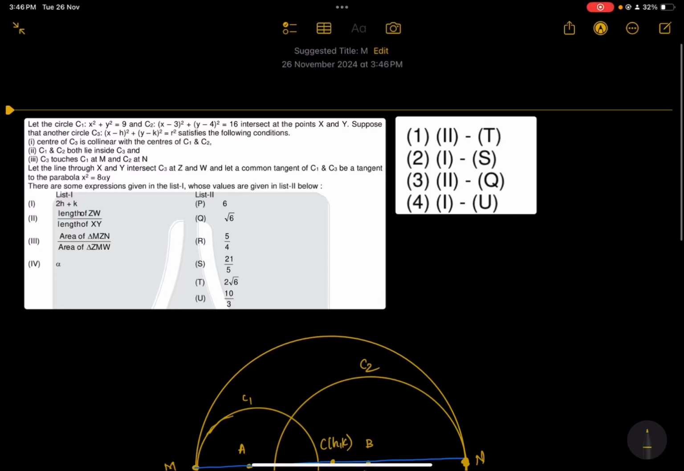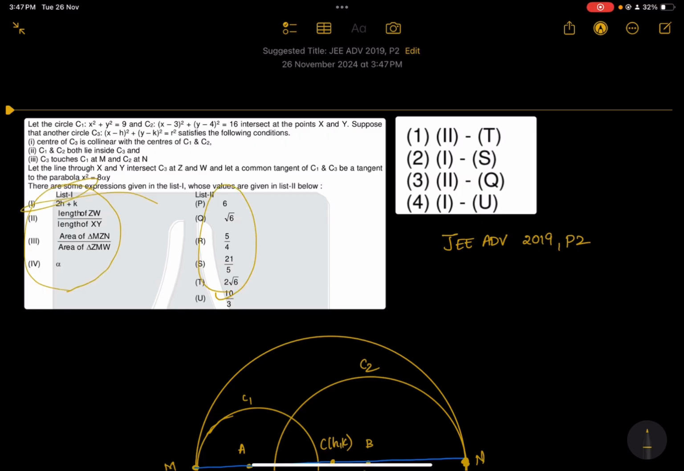Hi, this question is taken from JEE Advanced 2019 from its second paper. It is basically a matching type question. You have two lists of options and you have to match List 1 to List 2. The question is from the topic circles. So let us go ahead and solve this question. But before we do that, I would strongly recommend all of you to give this question a try.